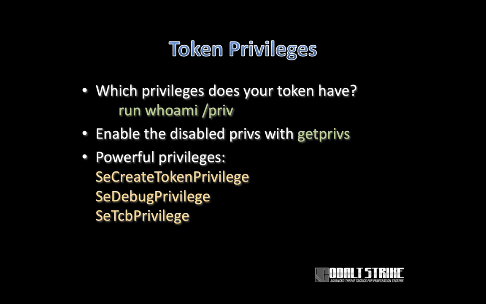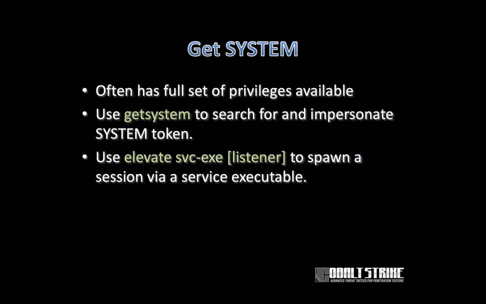These three privileges will allow you to do most of the things you may want to do on a compromised target. If you don't have these privileges, you should expect that attempts to interact with certain process contexts, especially processes running as SYSTEM, may fail. One way to escalate to the full set of privileges is to take on the system token. The system token is an access token for the privileged SYSTEM account on your computer. The get system command in Beacon will search for and try to impersonate a system token for you.